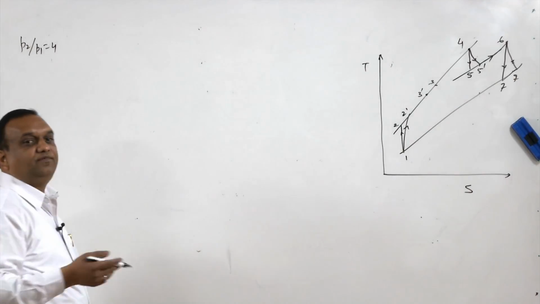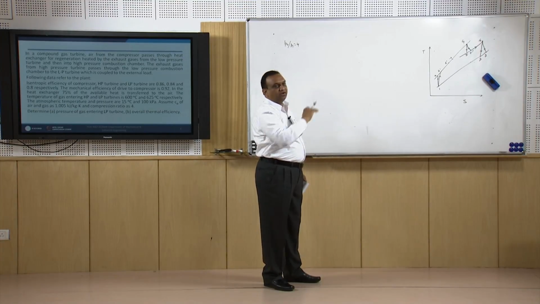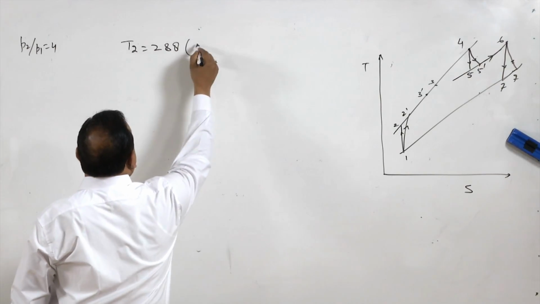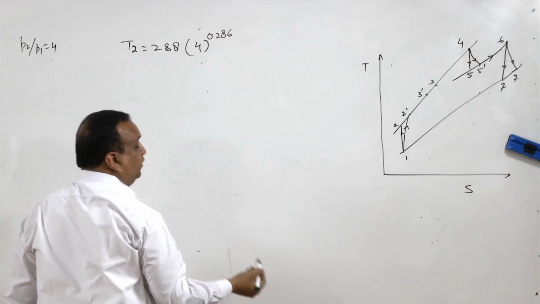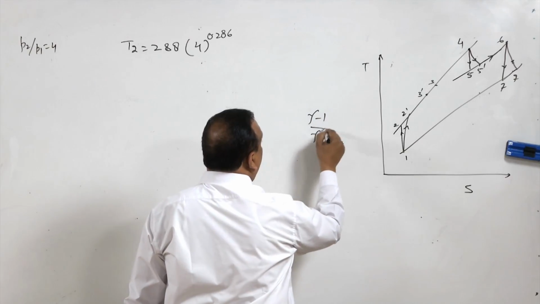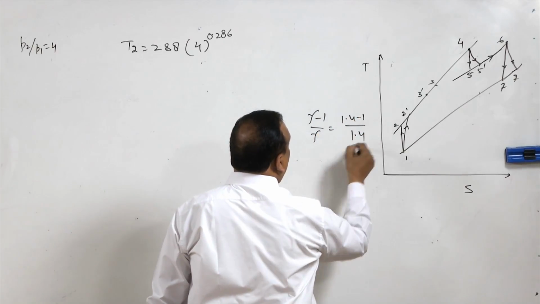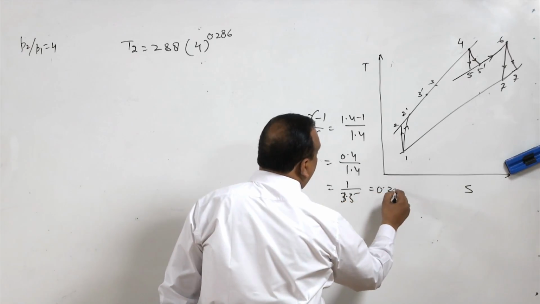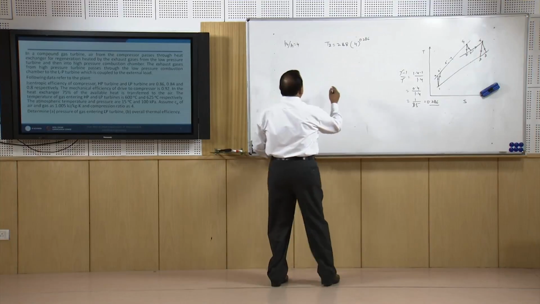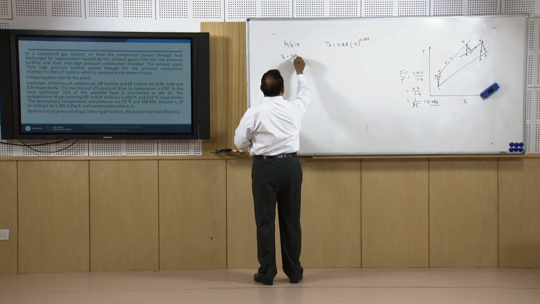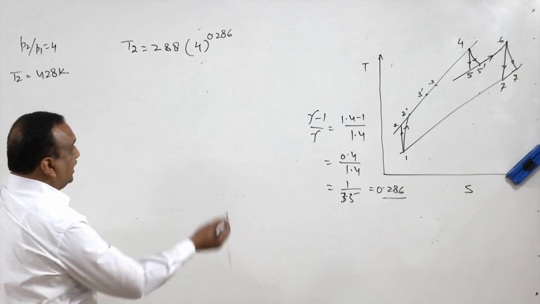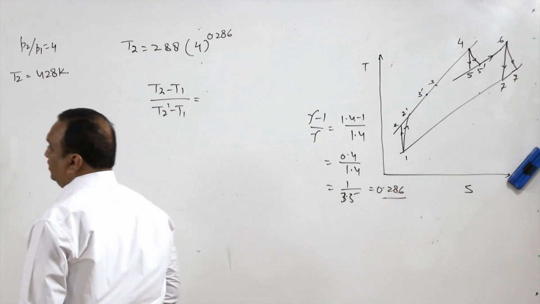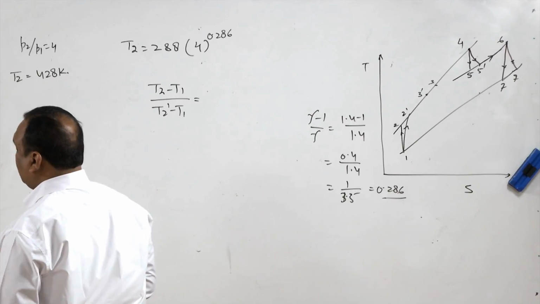Now, first of all, as we have done in earlier numericals, we will find the temperature at all the states. So, T2 is equal to 288 into 4 raised to the power 0.286. Here 0.286 is gamma minus 1 over gamma, that is 1.4 minus 1 divided by 1.4, 0.4 divided by 1.4, which is 0.286. So, this gives T2 equal to 428 Kelvin. Now, (T2 minus T1) divided by (T2 dash minus T1) is equal to the efficiency of the compressor, 0.86.